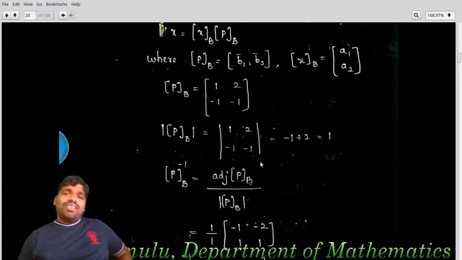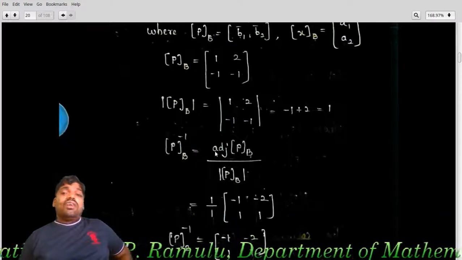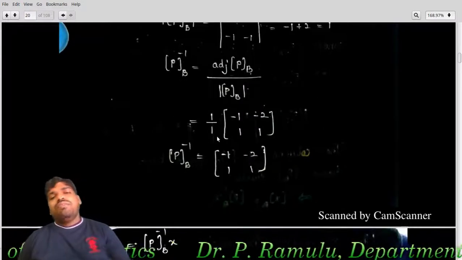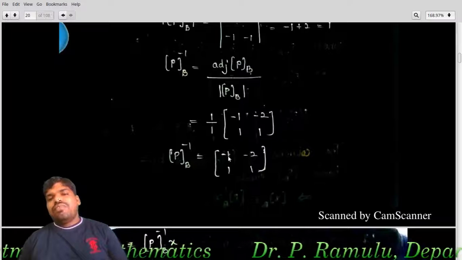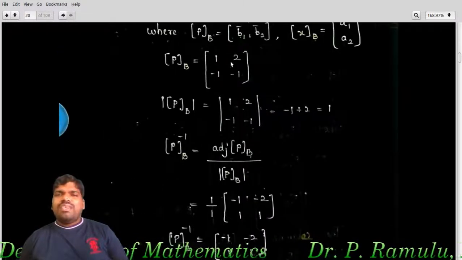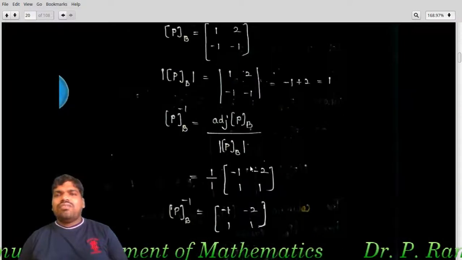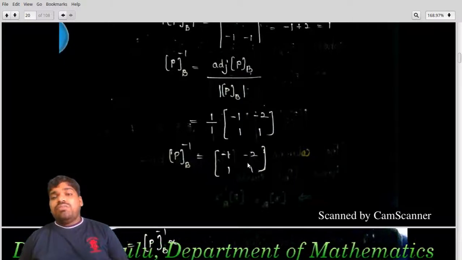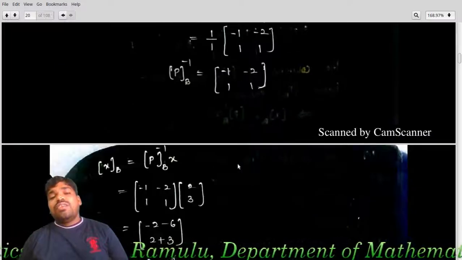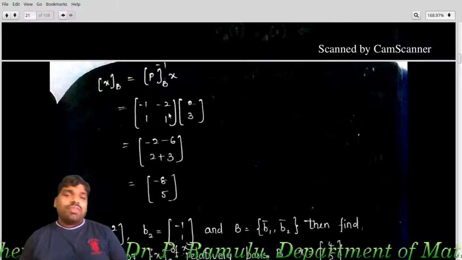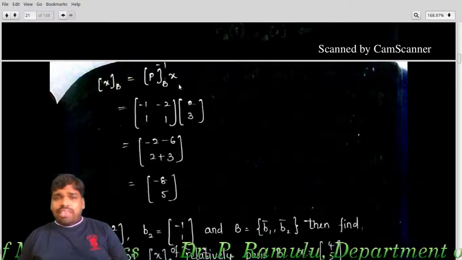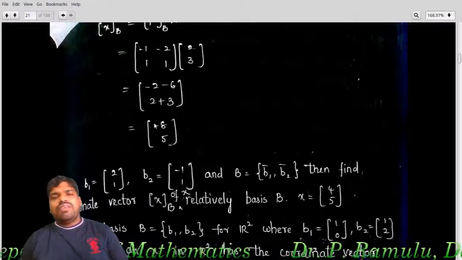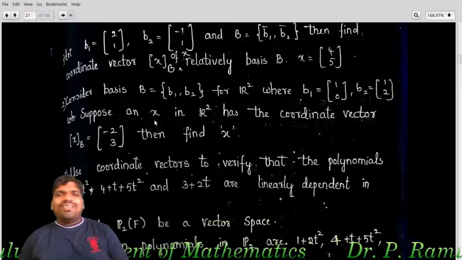So that means P_B inverse exists. P_B inverse is the adjoint of P_B divided by the determinant of P_B. The adjoint, using the rule [d -b; -c a], gives [-1 -2; 1 1]. Given x = (2, 3), we get (-2 - 6, 2 + 3) = (-8, 5). So [x]_B = (-8, 5).